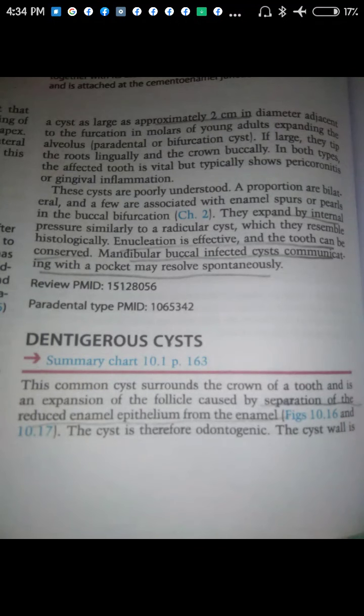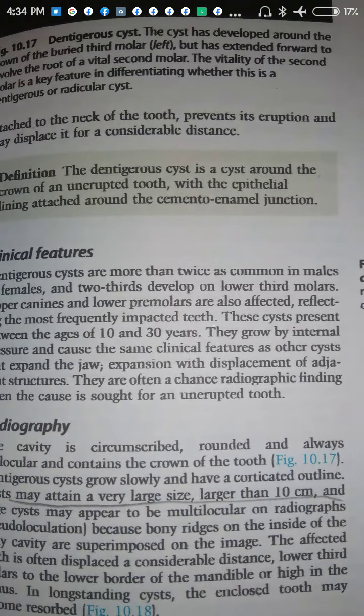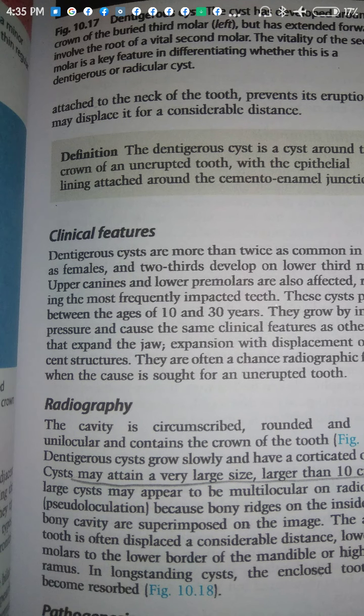Dentigerous cyst. This common cyst surrounds the crown of the tooth and is an expansion of the follicle caused by separation of the reduced enamel epithelium from the enamel. The cyst is therefore odontogenic. The cyst wall is attached to the neck of the tooth, prevents its eruption, and may displace it for a considerable distance.